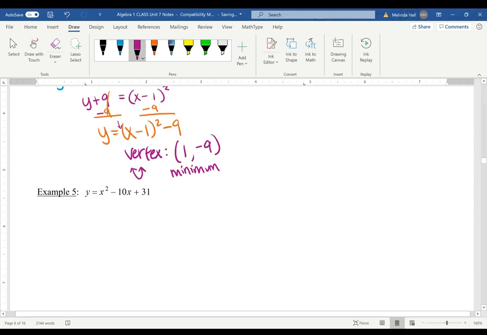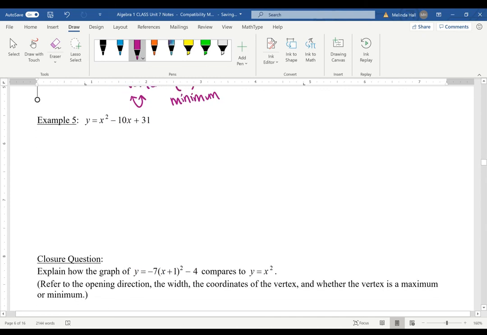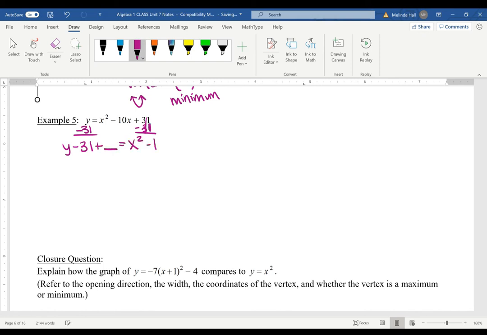All right, so for example 5, we are going to be completing the square one more time. So remember, we want to get the 31 away from all of that. So minus 31. That would give me y minus 31 equals x squared. Ooh, I didn't leave myself space. Plus something equals x squared minus 10x plus something. Honestly, for me, sometimes it just helps me remember what I'm doing to include those plus somethings.